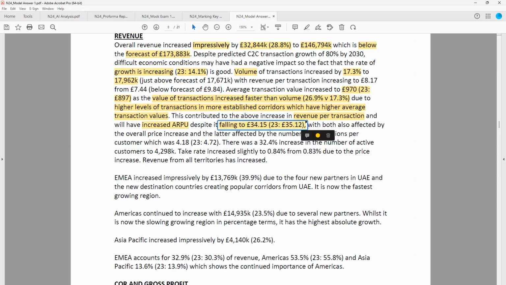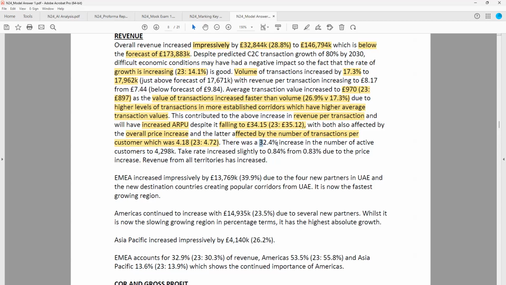But we could also say, because both of these metrics are also affected by the overall price increase. So both revenue per transaction and average revenue per user are both affected by the overall price increase. So I would mention that. We've already explained how that would affect take rate, but that would affect both of those as well. But average revenue per user is also affected by the number of transactions per customer. So that's kind of the metric which isn't in the AI, which you can calculate, which gives an indication of another reason why that figure might be changing.